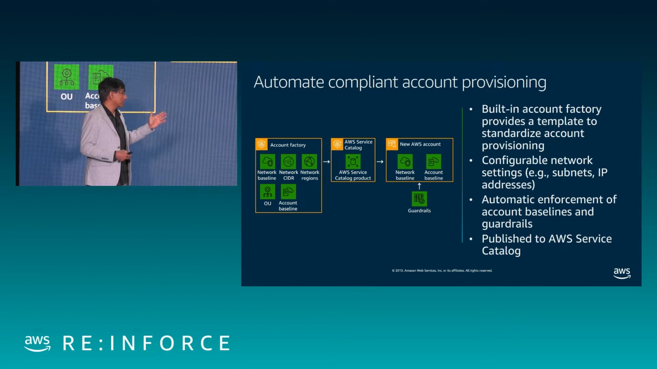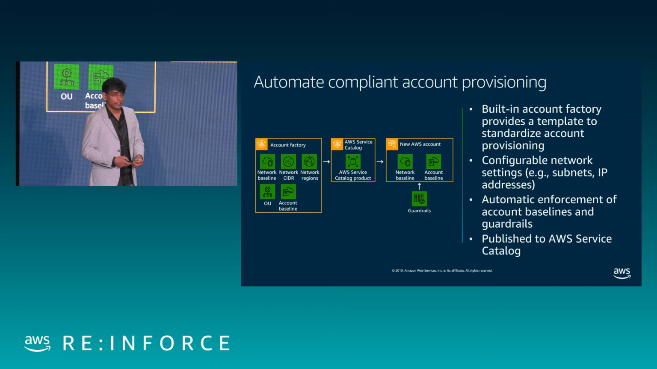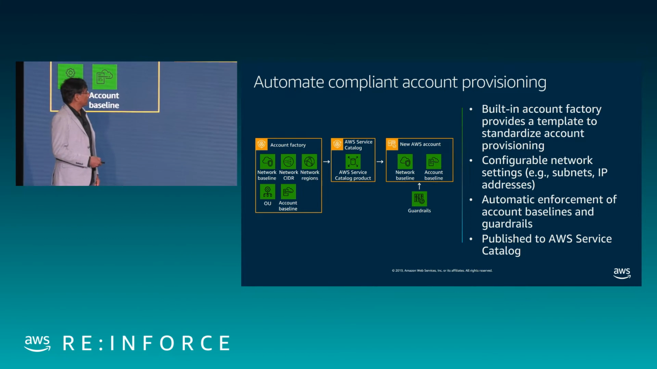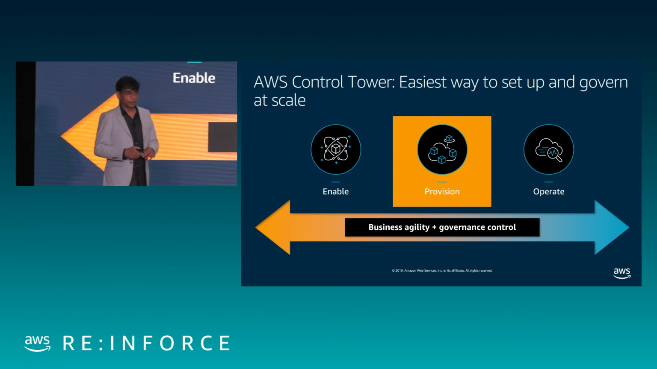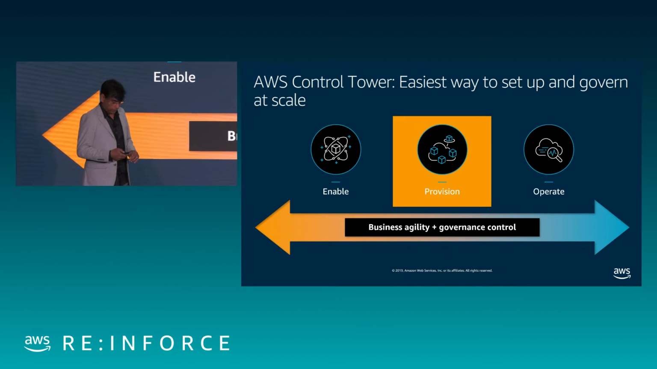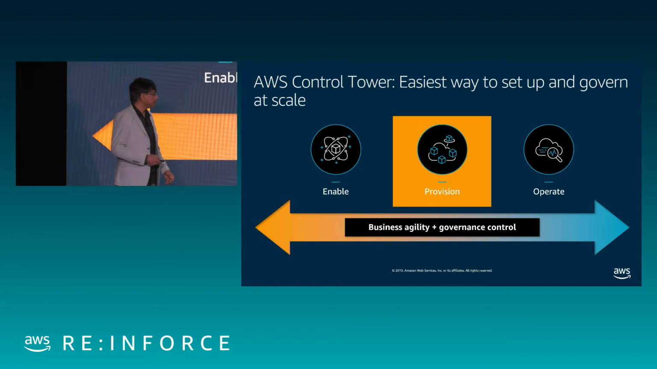And once you do all that, the account factory is automatically published to a service catalog, which is being provisioned automatically to you. And that completes the enablement piece of the governance that I talked about. Let's look into how provisioning then happens within your organization.